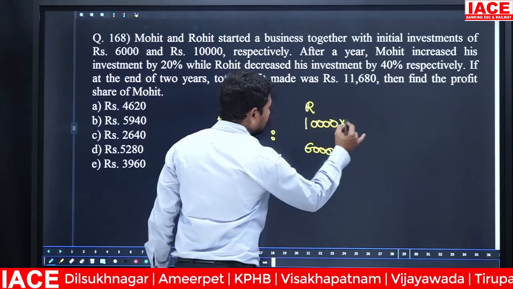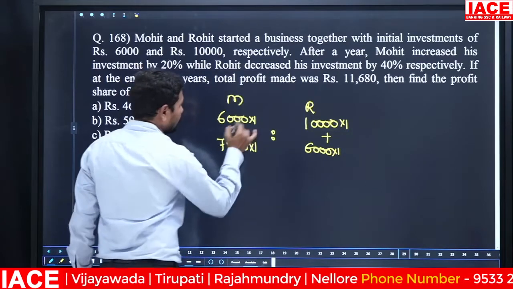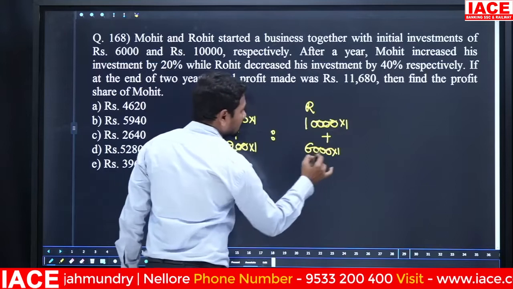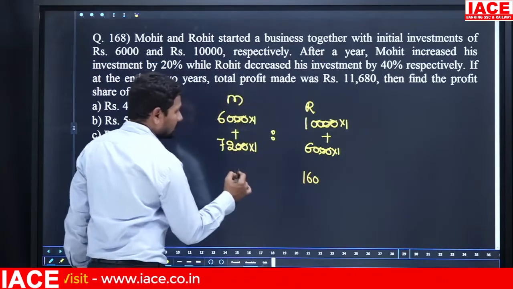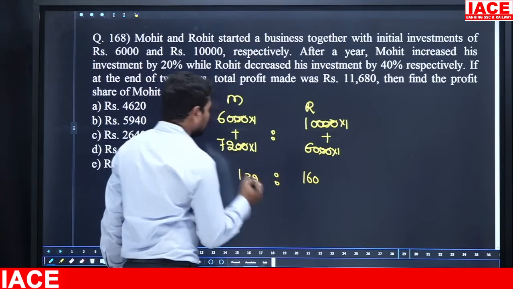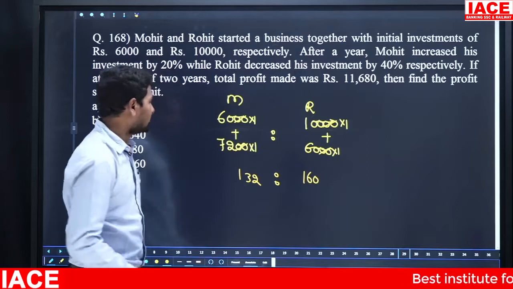6,000 into 1, 10,000 into 1. And cancel the zeros here. Then 00, 00, 00, 00 will be cancelled. It becomes how much? 160. And it becomes how much? 132. 72 plus 60 is equal to what? 132. 132 and 160 both will be cancelled with 4.